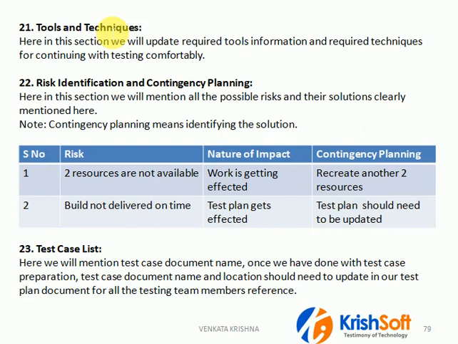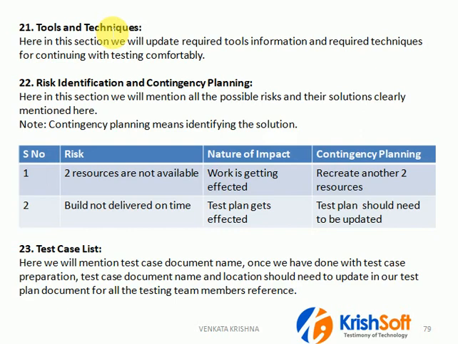Unexpected problem is a risk. The problem you are getting unexpectedly, at an unknown time, is a risk. You know the problem, you may get it, but when you are going to get it, you don't know. That is a risk. So you need to identify the risks.